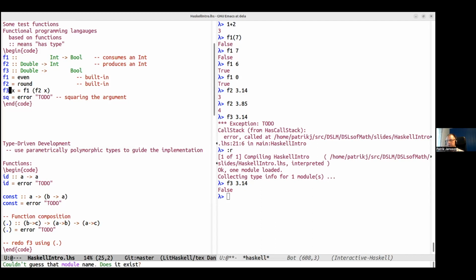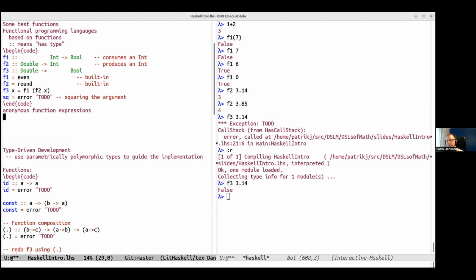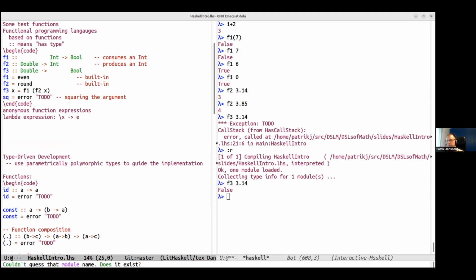Okay. I should also mention one more thing, and that is anonymous function expressions. As functions are so important, it's actually possible to write functions without naming them immediately. So this is also called the lambda expression. And the syntax is you have a backslash and then a variable like x and then an arrow and then an expression. And in this case, for example, F3 here, you can say, well, F3 is equal to the lambda expression that takes an x and returns F1 of F2 of x.